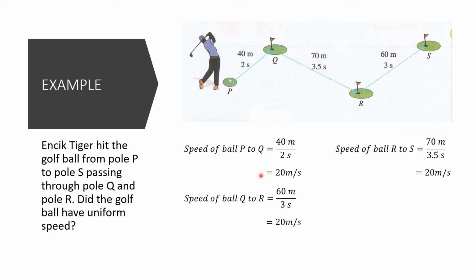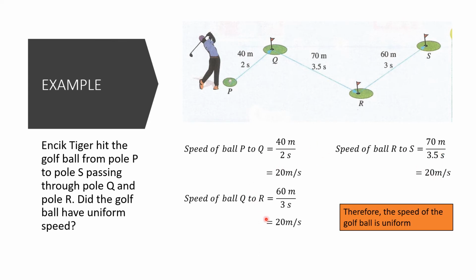For every checkpoint, you will get 20 meters per second for every distance. So if the speed is the same for every checkpoint, then the speed of the golf ball is uniform, because the speed is always 20 meters per second. So the golf ball has uniform speed.